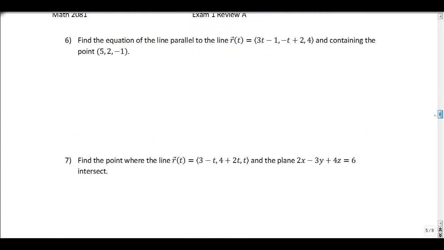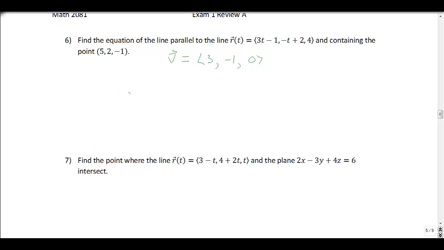Oops, okay. Another equation, this time for a line. So we find an equation of a line parallel to this line and containing the point (5, 2, -1). Two parallel lines will have direction vectors that point in the same direction, or at least the direction vectors will be scalar multiples of each other. So our direction vector is the things multiplied by t here. It's a 3, that's a negative 1t. There's no t in the z component, so that's a 0. This is our direction vector.